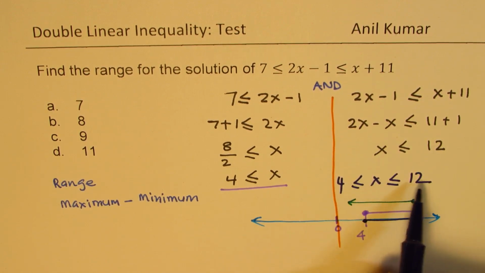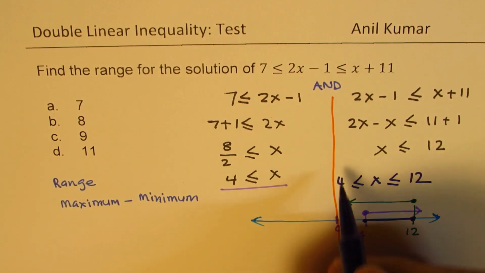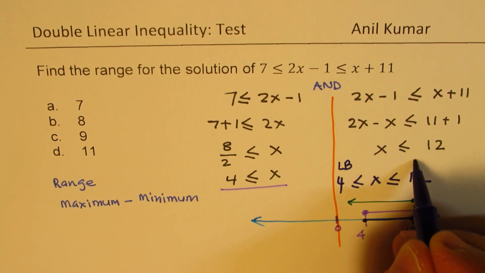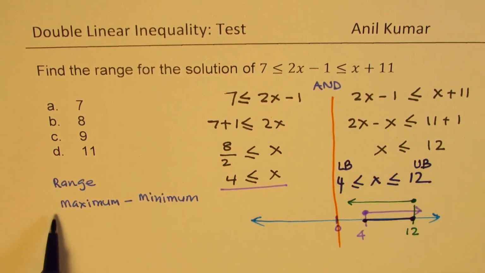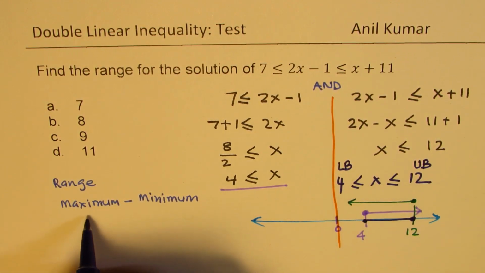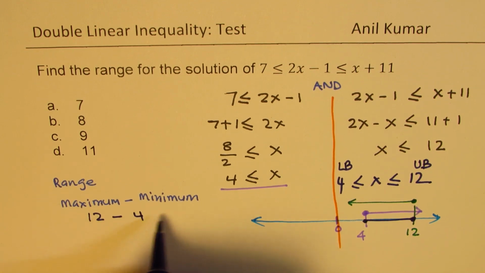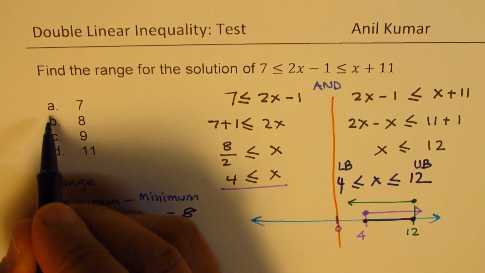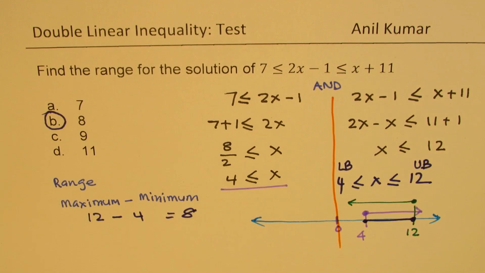So those are our lower and upper bounds, right? So this is the lower bound and that is the upper bound. Now to find the range, we'll do 12 minus 4, which is equal to 8, and so the answer is B. Is that clear to you? That is how we are going to answer this question. So I hope the concept is clear. Now let's take the other questions in this test.